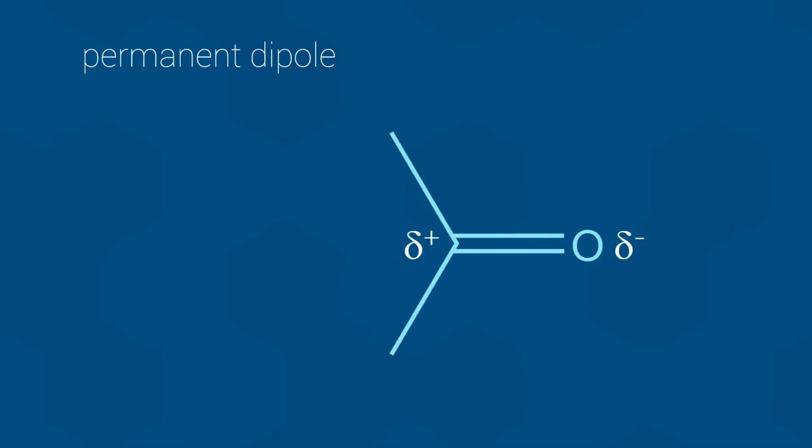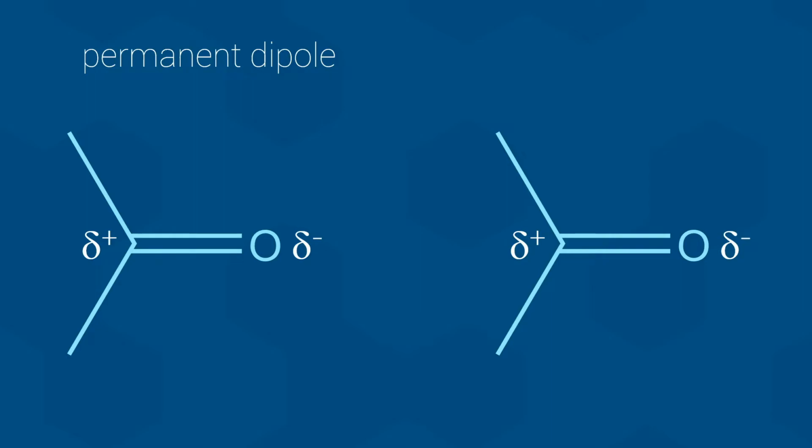So what happens if we have two acetone molecules? Well, the permanent dipoles act like tiny magnets, with the partial positive of one acetone attracting the partial negative of the other. This creates a rather strong attraction between the two molecules. Because this is two permanent dipoles interacting, we would classify this specific interaction as a permanent dipole to permanent dipole interaction.